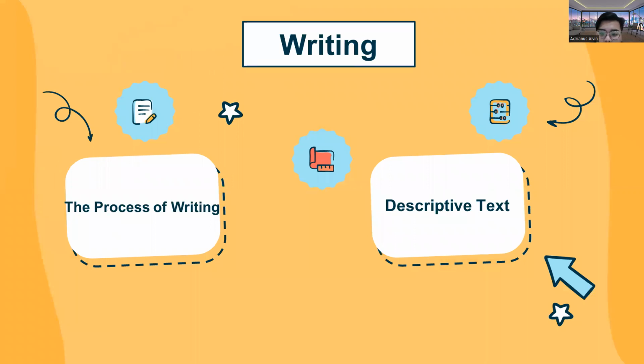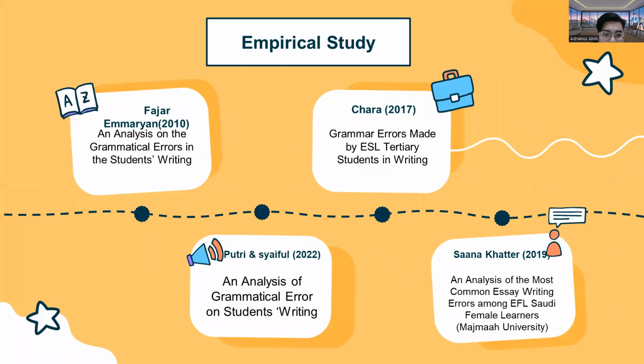Writing can be defined as the process of expressing ideas or thoughts in written form so that they can be understood by the reader. Descriptive text is a kind of text which describes someone or something in a particular or specific way. According to Thomas 1988, descriptive writing is about sensory experience: how something looks, sounds, and tastes. Furthermore, descriptive text is a kind of text with the purpose of giving information. And the empirical study.